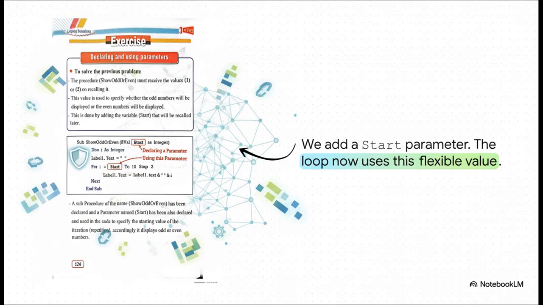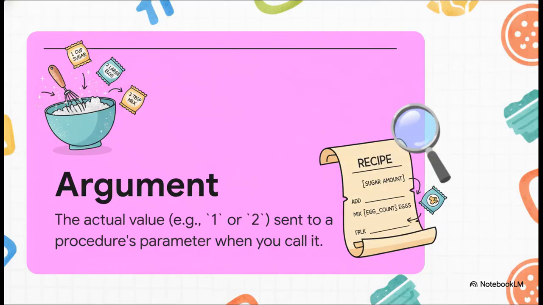So here's how we put it to work. Right in the definition of our procedure, we add a parameter and we'll call it start. Then, inside the procedure, we find that hard-coded number 1 and we replace it with our new start parameter. Just like that, our procedure is now ready to take directions from the outside. So how do we give it those directions? We use something called an argument. If the parameter is the placeholder in the recipe, the idea of an ingredient, the argument is the actual real value you pour into the bowl. It's the 1 cup of sugar, or in our case, the numbers 1 and 2.